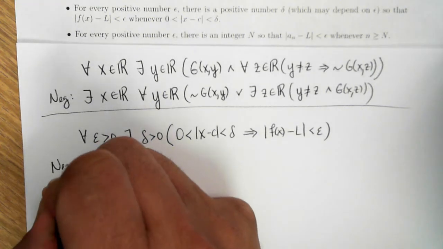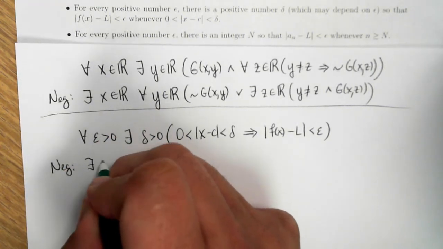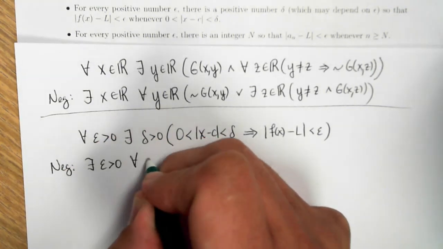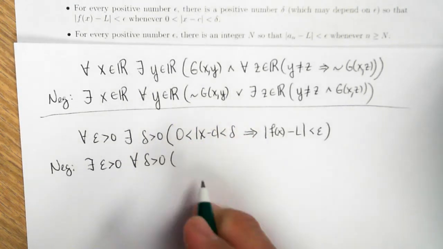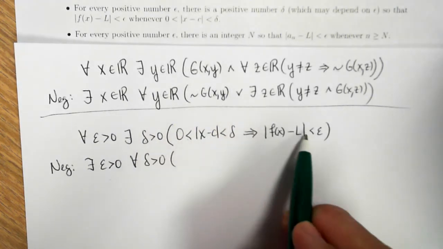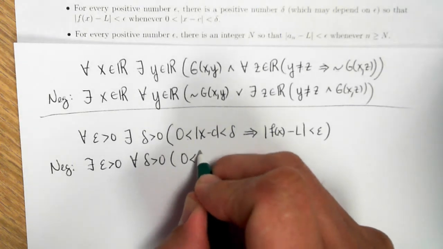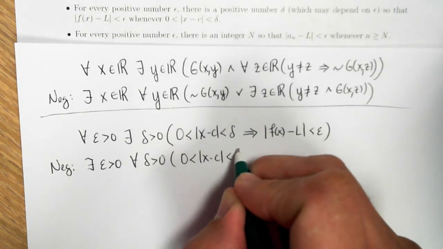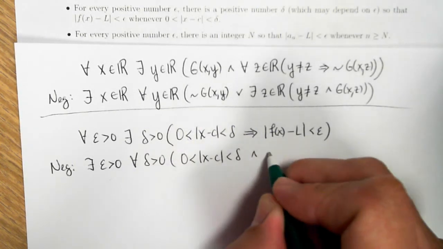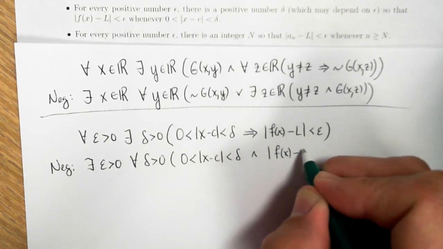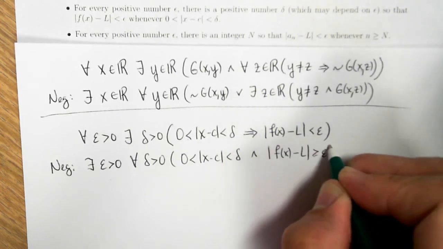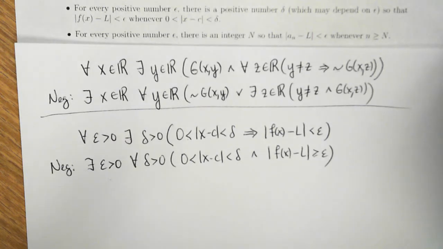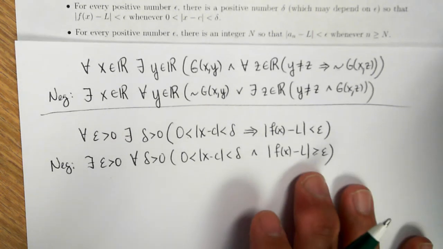Okay, now the negation. Using De Morgan's laws, there exists an epsilon greater than 0 such that for every delta greater than 0, again, this has the form p implies q, so the negation would be p and not q. And so that would be the next statement.